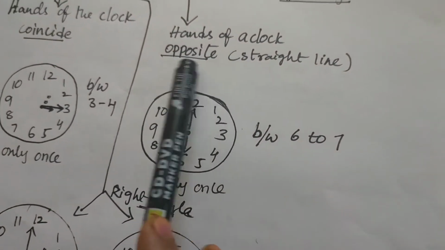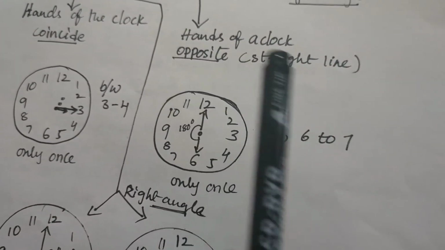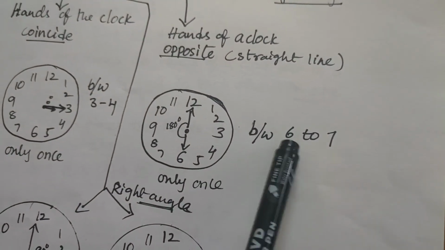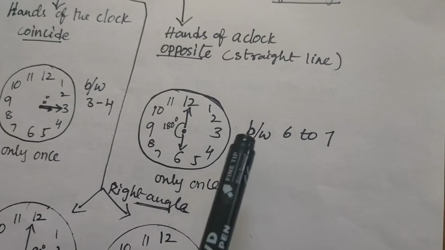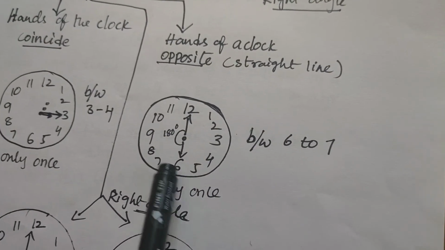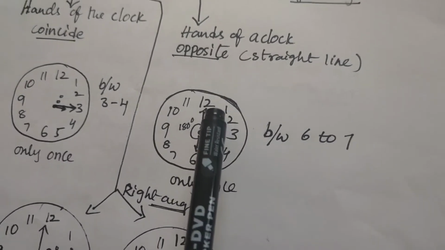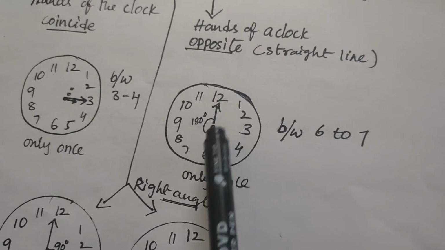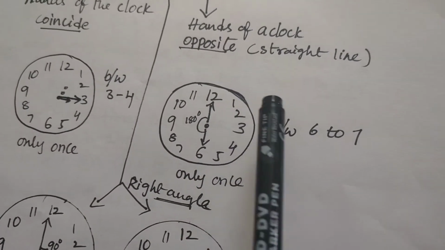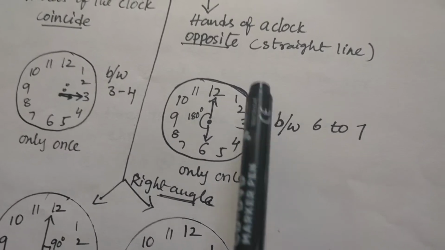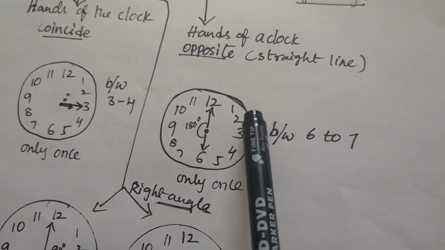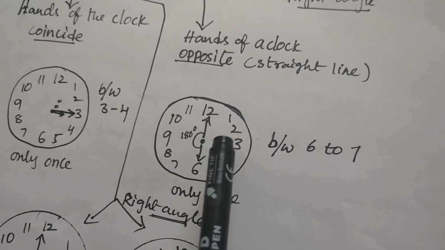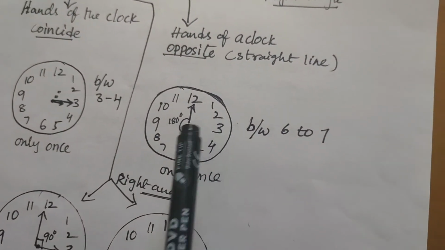The hands will be in opposite direction only once in 1 hour. Here we have taken an example between 6 o'clock and 7 o'clock: the hands will be in opposite direction, or in a straight line, only once. Like that you can observe for every 1 hour, between 1 to 2 o'clock or 2 to 3 o'clock, the hands will be in a straight line only once.